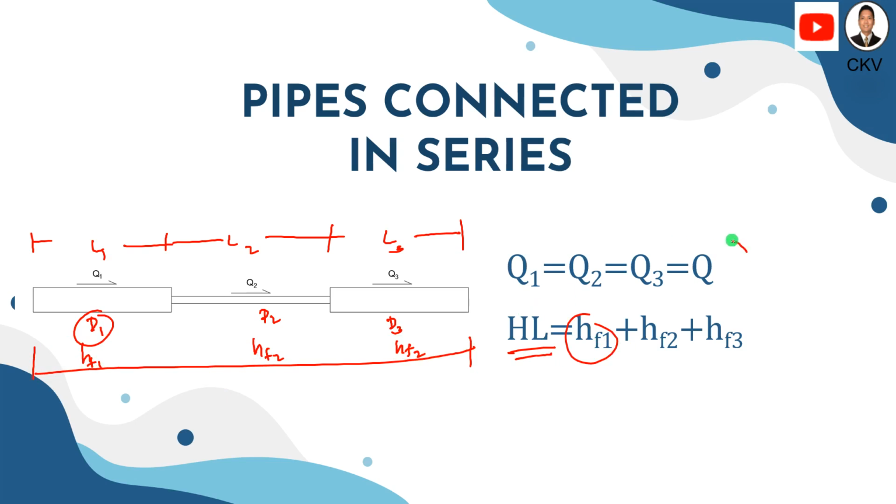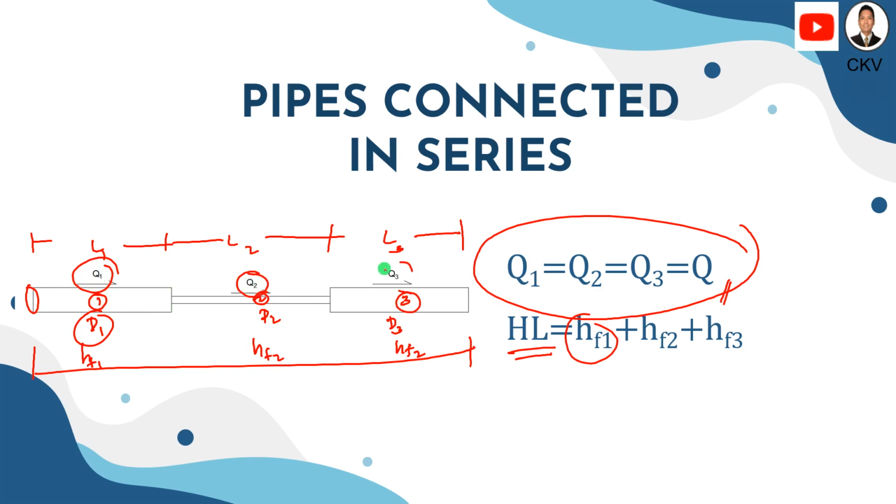Now, for the flow rate, as we have discussed in our previous lectures, if we have pipes connected in series, regardless of their dimensions, of their diameters and lengths, their flow rate remains the same due to the conservation of mass. So it means that the flow rates at point 1, pipe 1, pipe 2, and pipe 3 are equal.